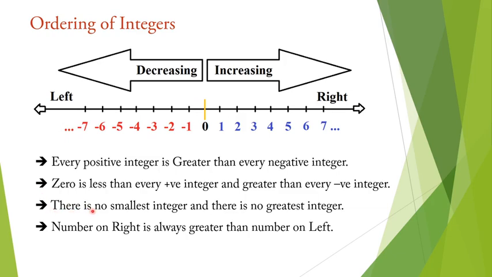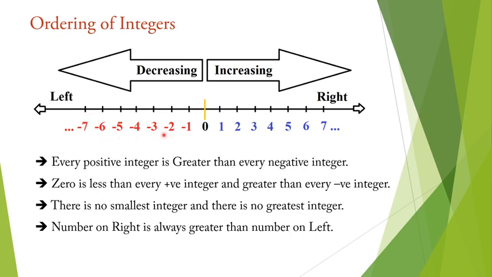Point number 3 is there is no smallest integer and there is no greatest integer, because we know that on the right side the numbers are infinite, on the left side also the numbers are infinite. The number on the right is always greater than the number on the left side. Just see here, 5 is on the right of 4, so 5 is greater. Just like this, 2 is on the right of 1, so 2 is greater. Now see here, -1 is on the right side of -2, so -1 is greater. -3 is on the right side of -7, so -3 is greater.